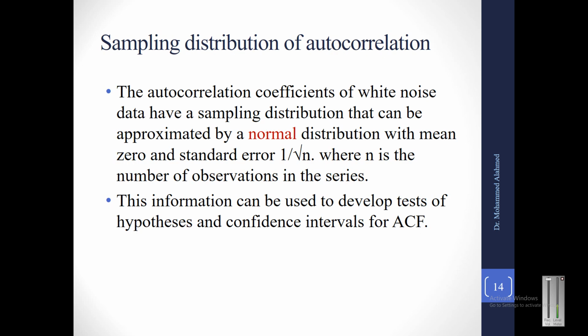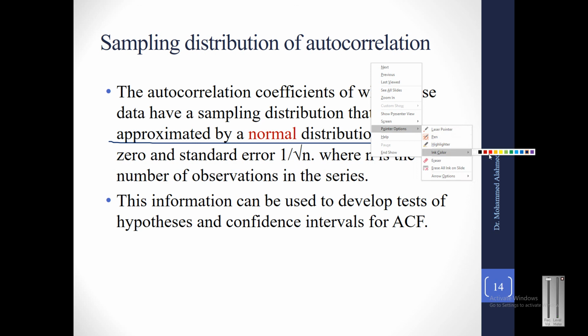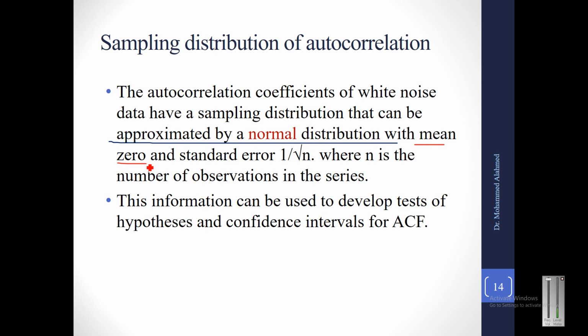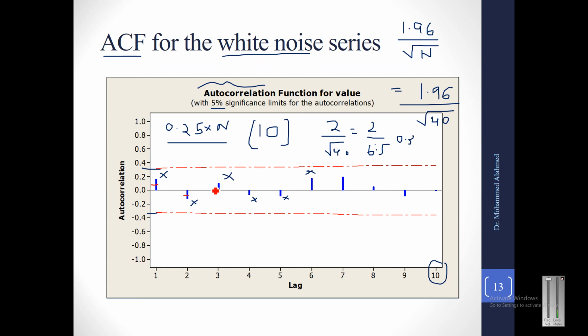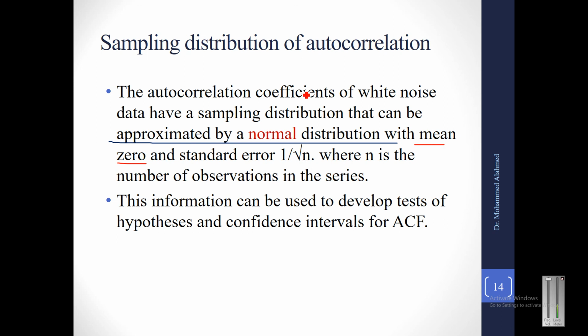The autocorrelation coefficients of white noise have a sampling distribution that can be approximated by a normal distribution, with a mean of 0. In the previous slide, these are the autocorrelation coefficients 1, 2, 3, whatever the value is, roughly 0 minus 0.1. All these values collected together can be approximated by a normal distribution with a mean of 0 and a standard error of 1 by root n, where n is the number of observations. As I told, in our case, n is 40.